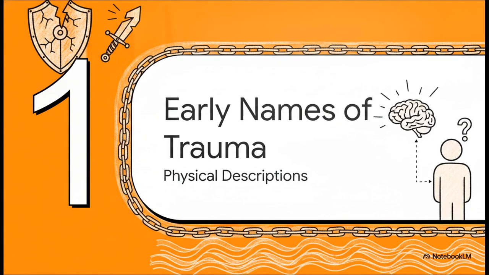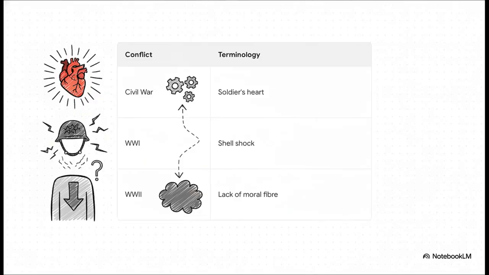Part 1. The early names of trauma. Let's look at how our understanding originally built up from those highly physical descriptions. A really distinct trajectory emerges when we lay out how the military viewed combat stress across these major conflicts. We start with the Civil War and those cardiac-focused labels, like soldier's heart. Then, as we move into the heavy, industrialized warfare of the First World War, the terminology shifts to shell shock. But perhaps most strikingly, and honestly kind of shockingly, by the Second World War, we see terms like lack of moral fiber. You can really see how the language morphed from a physical description of the heart into something carrying a heavy, dismissive moral judgment.